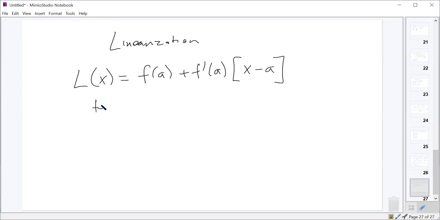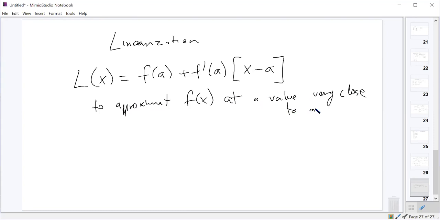This is to approximate f of x at a value very close to a, where we know what f of a is. F of a is a known value that's easy for us to figure out. Right, so where I might say, like, approximate the square root of 50, right? Well, then f of x would be square root x.